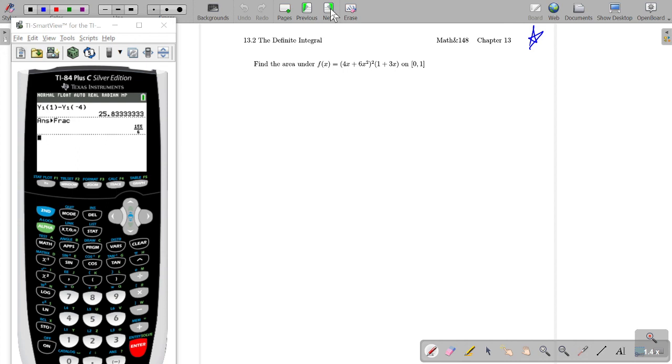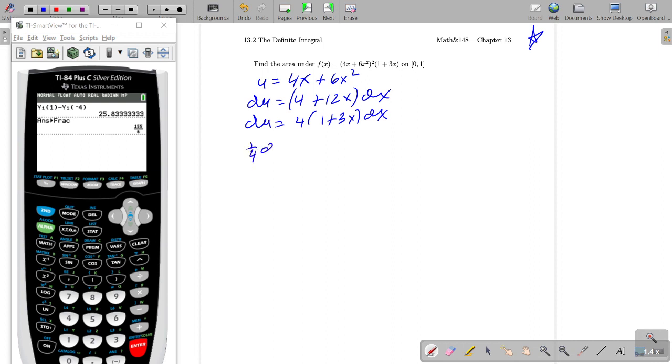Okay, so try this one. So again, I'm going to have a little u substitution going on here. Okay, so you should be back. So we'll let u equal, that's got the square, so it's got to be 4x plus 6x squared. du equals 4 plus 12x dx, which is 4 times 1 plus 3x dx. So 1/4 du equals 1 plus 3x dx.